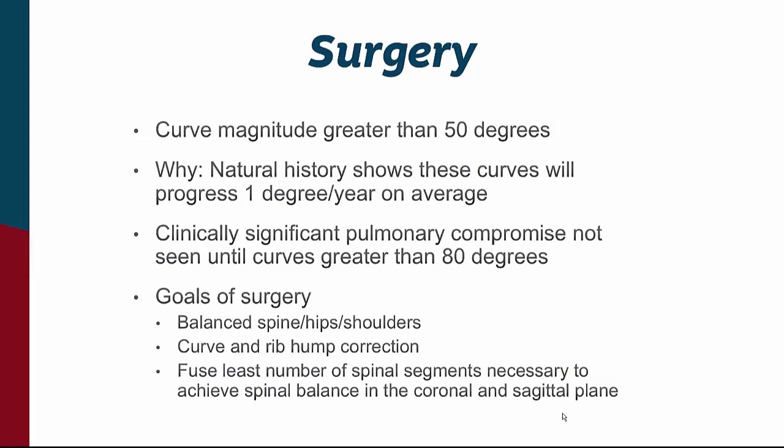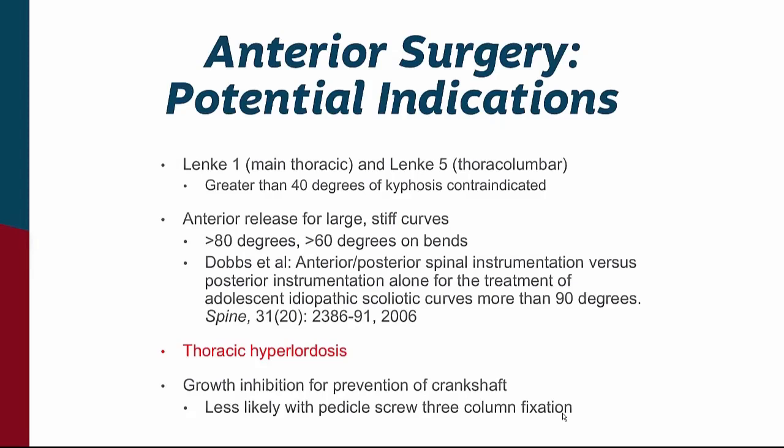We really don't see clinically significant pulmonary compromise until curves are over 80 degrees in size, but cosmetic concerns can be quite prominent prior to this. Overall, the goals of surgery are to balance the spine, prevent progression, and to get the shoulders and the hips even and balanced. Ultimately, we try to achieve maximal cosmetic correction as well, and then fuse as few segments as we can to preserve as much motion as possible.